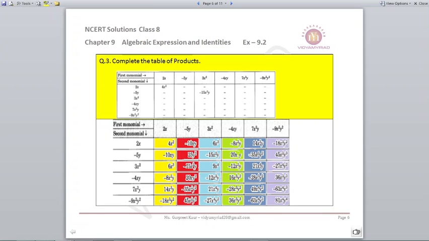Let's look into the next. Now minus 4xy multiplied by 2x. So 4 into 2 is 8 with minus sign and x square y.